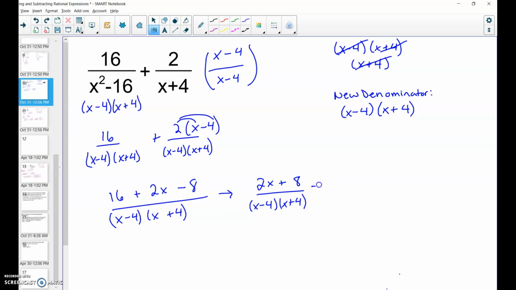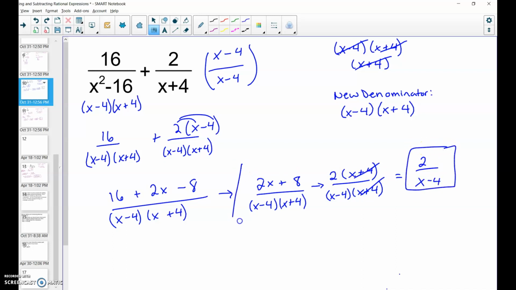Okay, there's actually something else that I can do as well. On my numerator, if I factor out a 2, I'm left with an x plus 4. Okay, my denominator stays the same. Notice that when I took out or factored out a 2 from both terms, I was left with x plus 4, and I can actually cancel those out now. So my final answer is 2 over x minus 4.